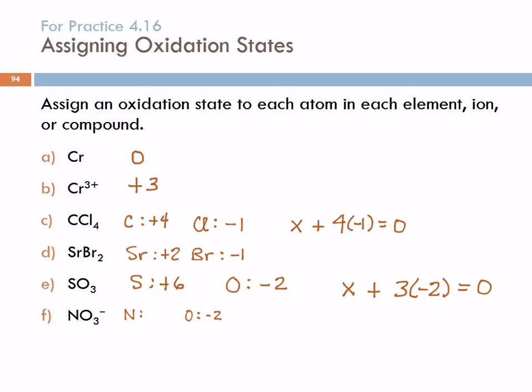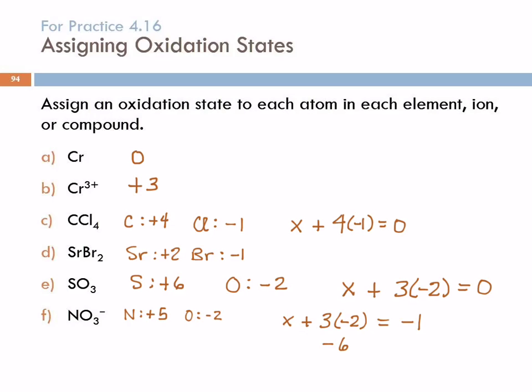And then we have to figure out what nitrogen is. So if we say the nitrogen is X, and we have 3 oxygens, and they each have an oxidation state of -2, what's this supposed to add up to? This needs to add up to -1, because that's the charge on the ion. So this is -6, so the nitrogen must be what? +5. So the nitrogen is +5.